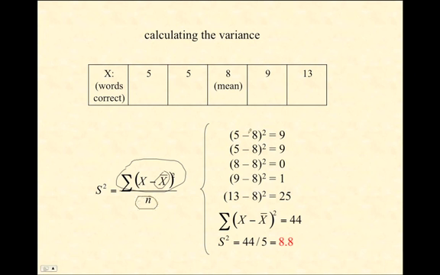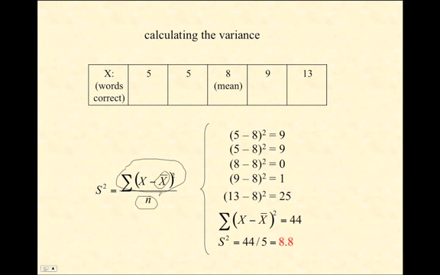So let's walk through it. 5 minus 8 is minus 3, and 3 squared is 9. Again, 5 minus 8 is minus 3, 3 squared is 9. 8 minus 8, which is our mean, is 0, 0 squared is 0. 9 minus 8 is 1, 1 squared is 1, of course. And 13 minus 8 is 5, and 5 squared is 25. So the sum of our squared differences, in this case, is 44.